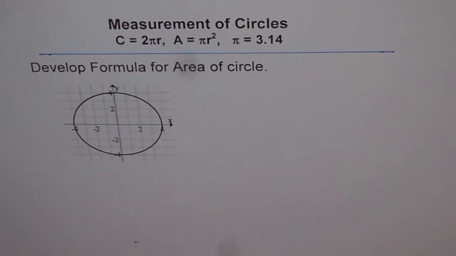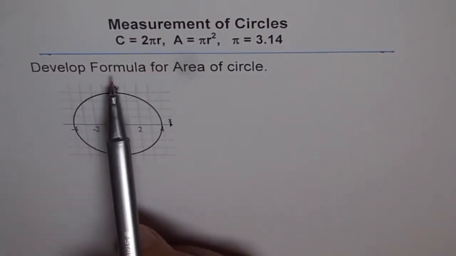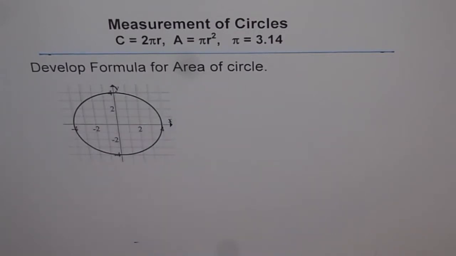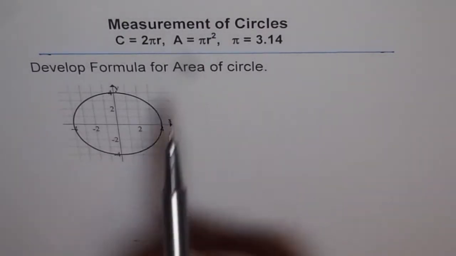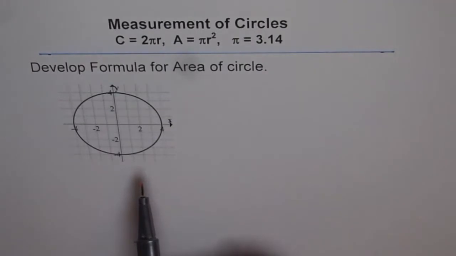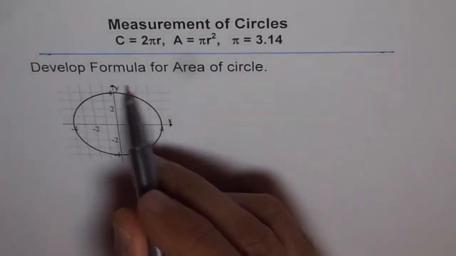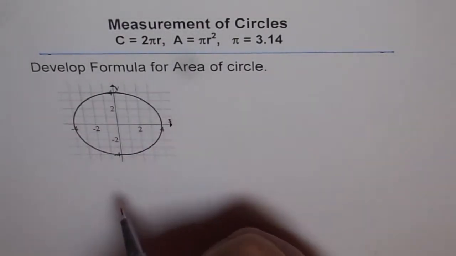Measurement of circles. Develop formula for area of a circle. So we will start from very basics to develop the formula for area of a circle. We know area is pi r squared, but how do we get this, right? So we have a circle here. Let's try to get this formula, right?